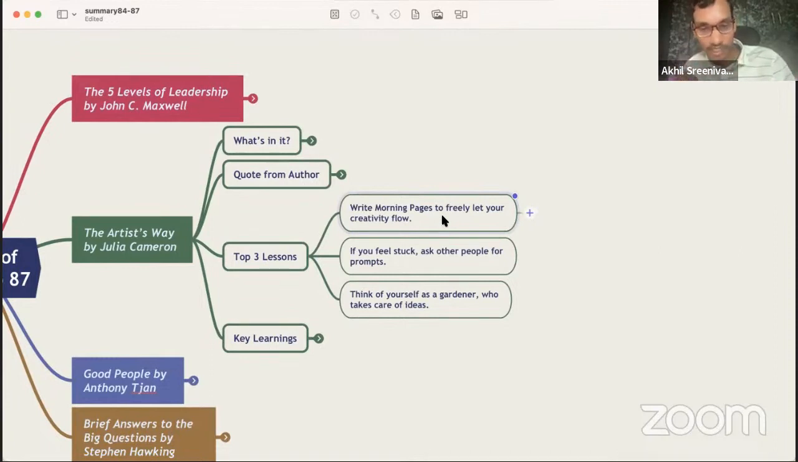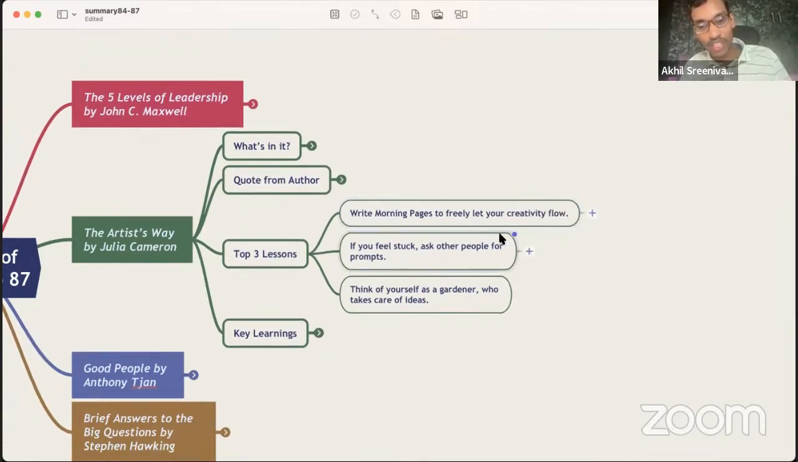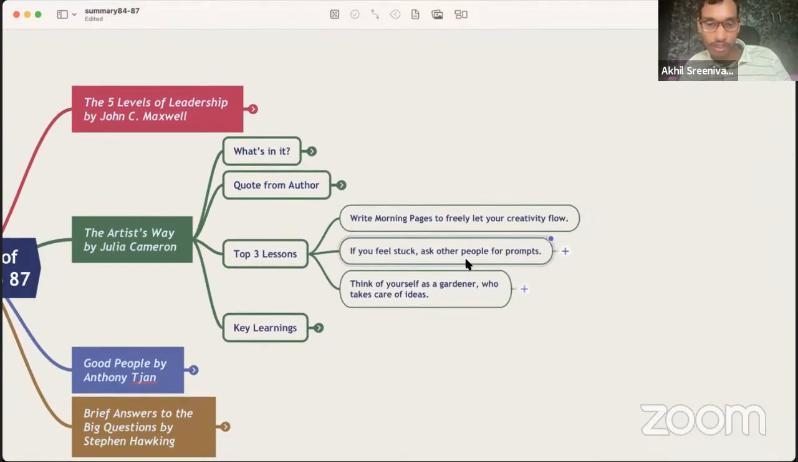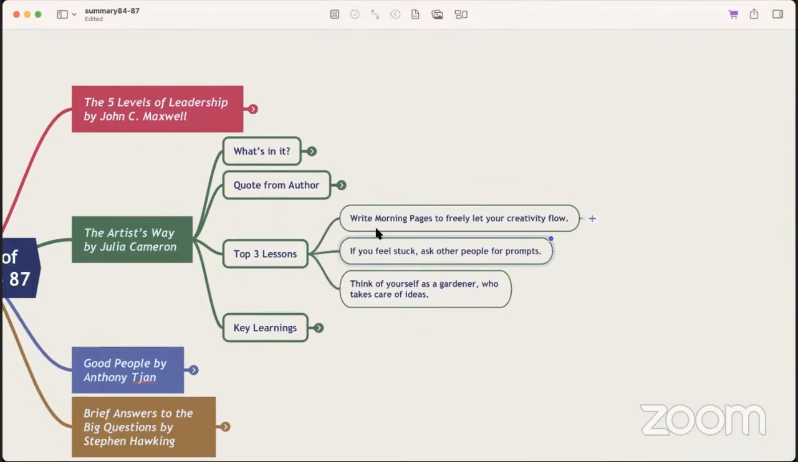Write morning pages. Early in the morning when you wake up, write down something on paper to freely let your creativity flow. If you feel stuck, ask other people for prompts, like feedback, so that you will be in charge of your creativity.